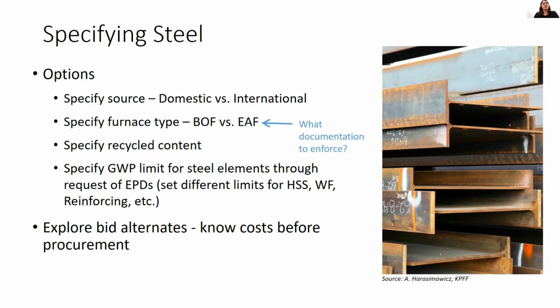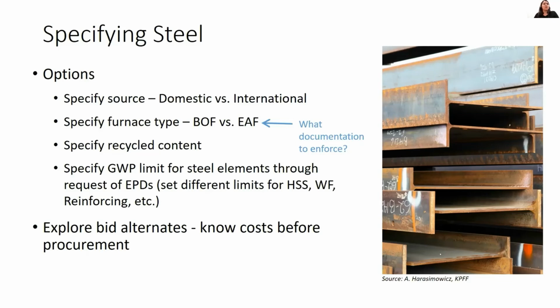There's often been an idea of saying I want it from an EAF versus a BOF, but there's kind of an information vacuum about exactly where that steel is coming from, because steel mills don't necessarily tell you which kind of furnace they come from. And so it may be hard to actually get the documentation to prove that.